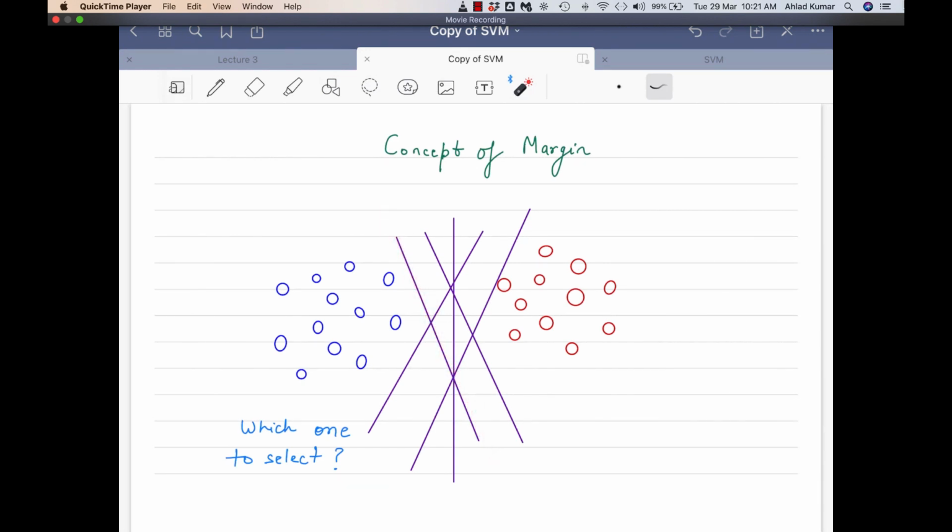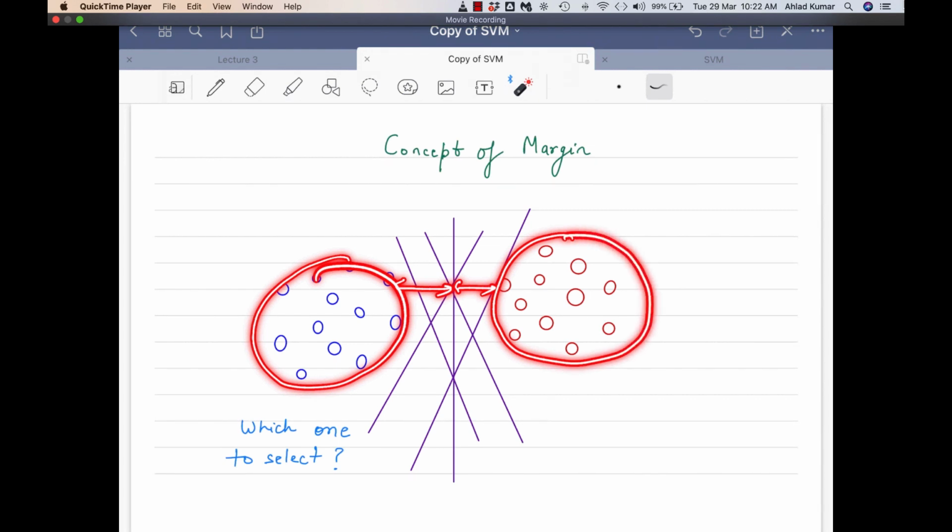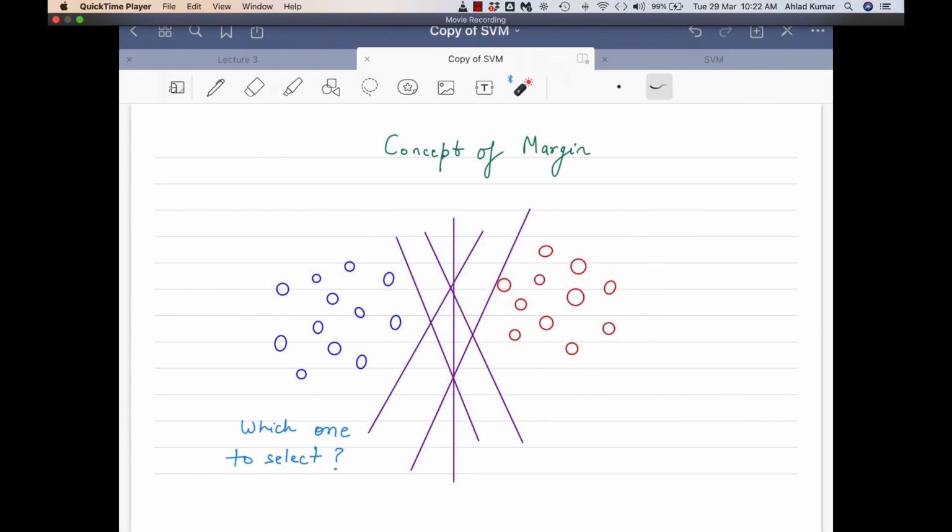Visually, if you see which is the best hyperplane among all these hyperplanes, all of you will agree that this is the best hyperplane among all the possible hyperplanes given here. The fundamental reason for selecting this particular hyperplane is that it is somewhere in the middle of these two data sets, this data set and this data set. So that's why you selected it. But at the back of your mind, why did you select this hyperplane?